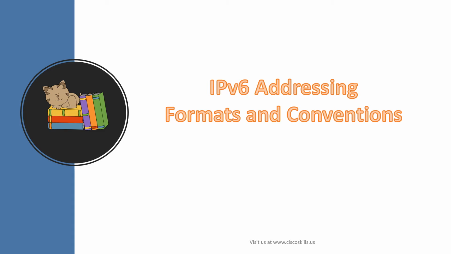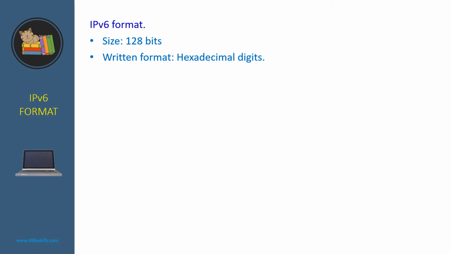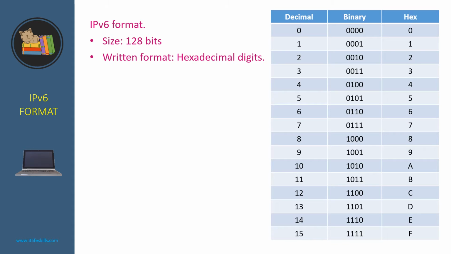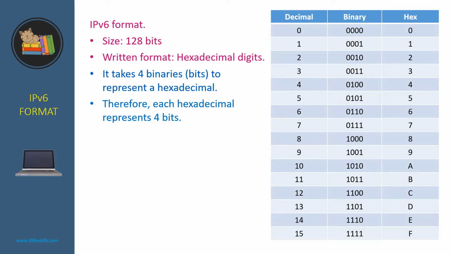Let's learn about IP version 6 addressing formats and conversions. As you may know, IP version 6 has 128 bits and is written in hexadecimal digits. Here is the conversion table between decimal, binary, and hexadecimal. As you can see, it takes 4 binary bits to represent a hexadecimal. Therefore, each hexadecimal represents 4 bits.